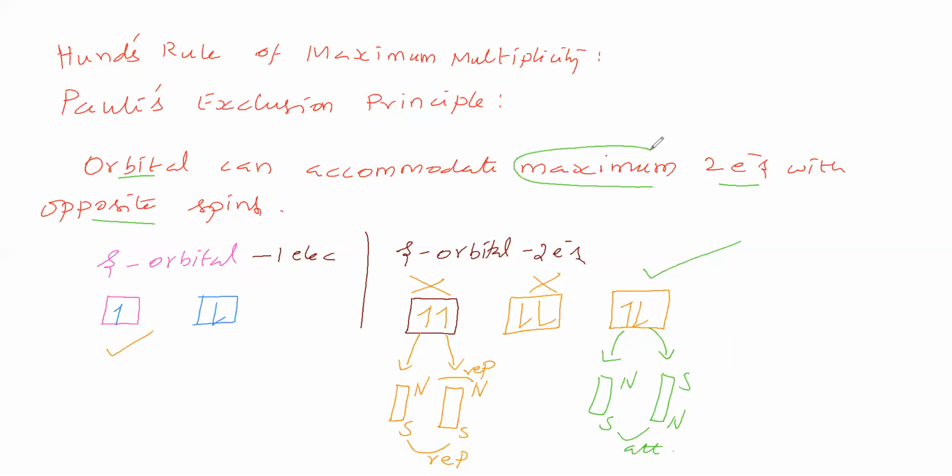Here we said maximum 2 electrons. Why is it so? Why is it a maximum of 2 electrons? That we'll see. Now we are taking an orbital. In this orbital, first we will give 1 electron. The first electron we have given, it is clockwise we will take.